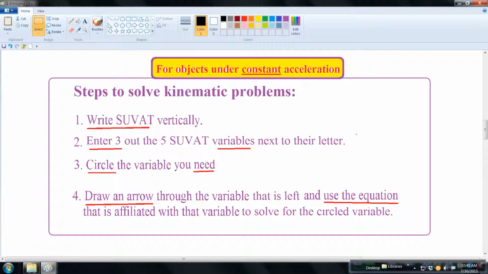The 4 steps of the SUVAT method are: 1. You write SUVAT vertically. 2. You enter 3 out of the 5 SUVAT variables next to their letter. 3. You circle the variable that you need, and 4. Draw an arrow through the variable that is left and use the equation that's affiliated with that variable to solve for the circled variable in step 3.